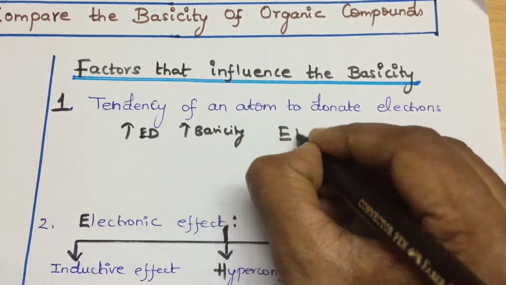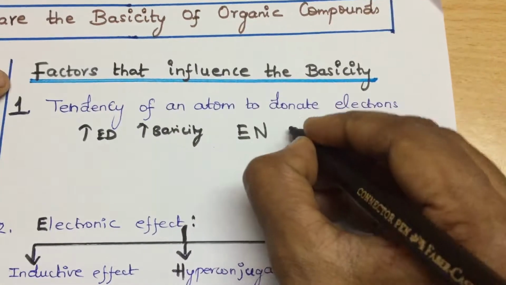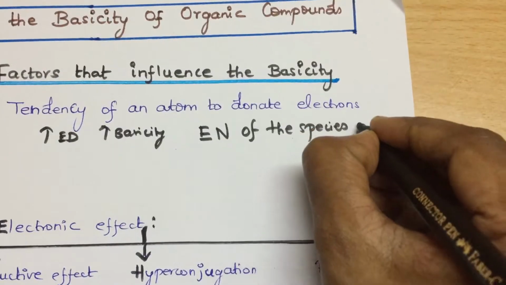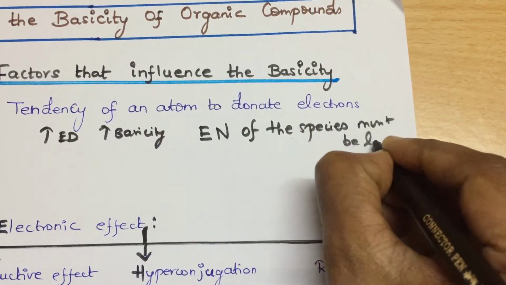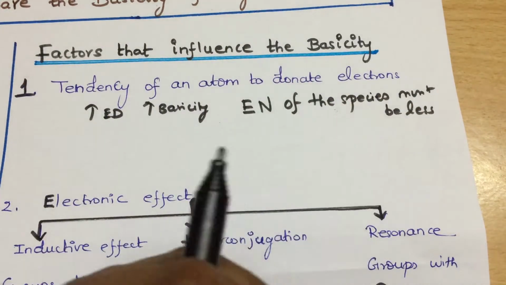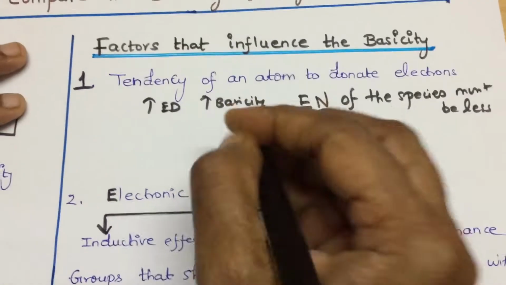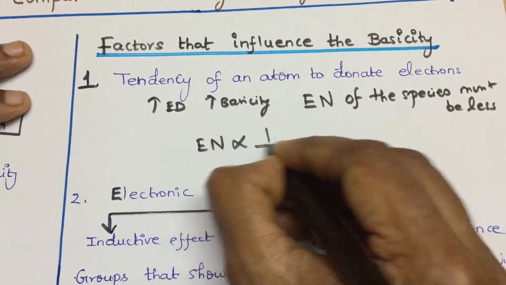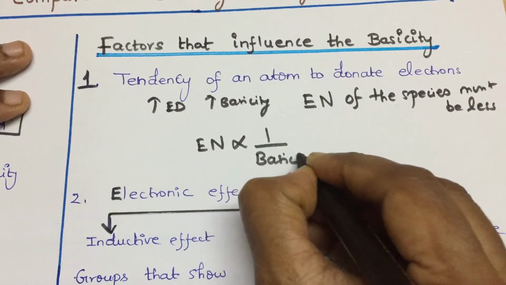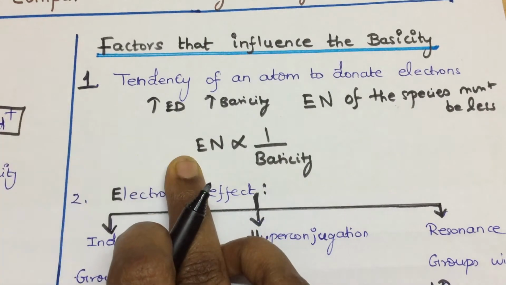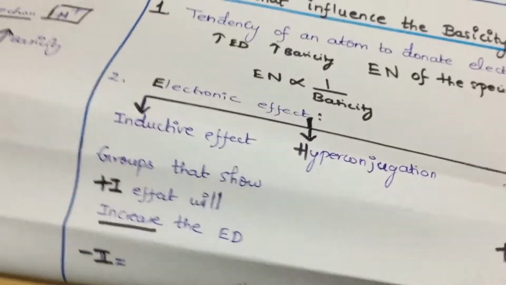The electronegativity, EN, of the particular atom must be less. Isn't it? If it is more electronegative, how will it leave the electrons, how will it donate electrons? The capacity of donating electrons decreases. So I can say the electronegativity is inversely proportional to the basicity. If the basicity has to be more, the electronegativity of the atom must be less. We will see examples, so there you will understand. Okay, don't worry. What is the second factor?